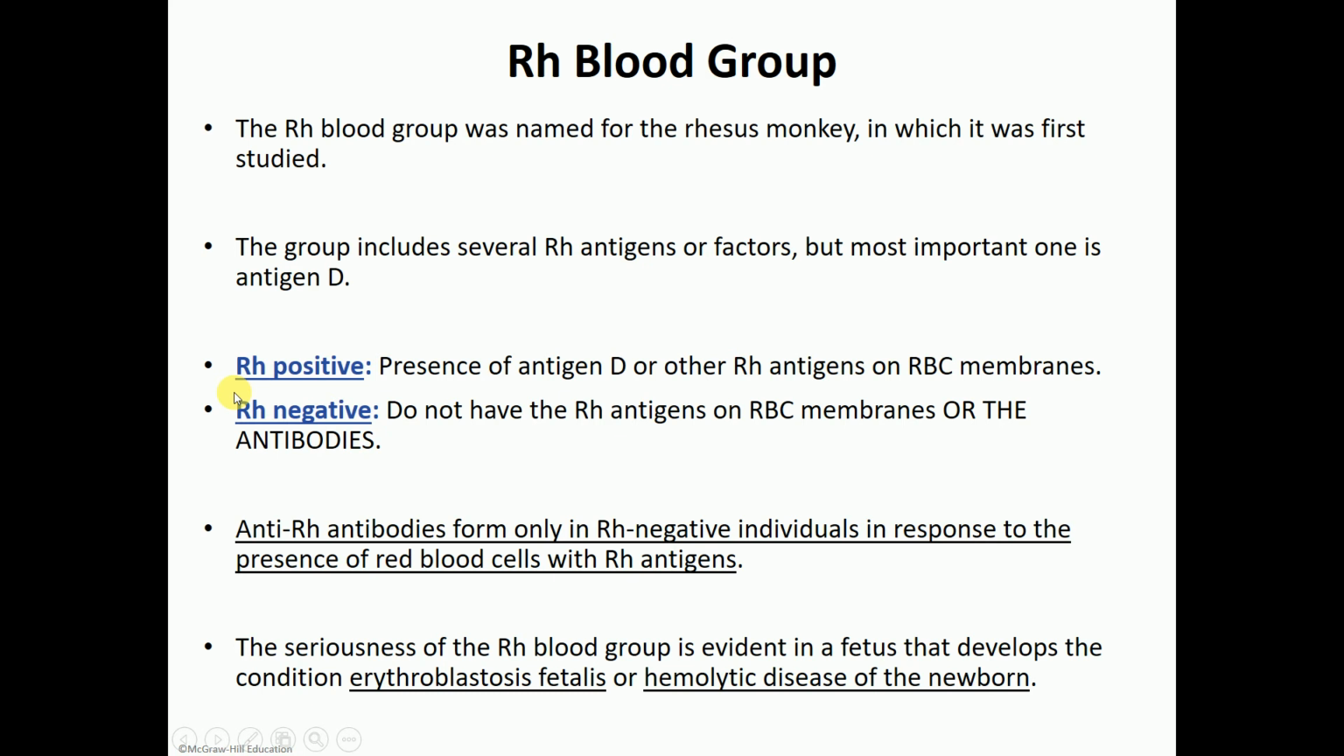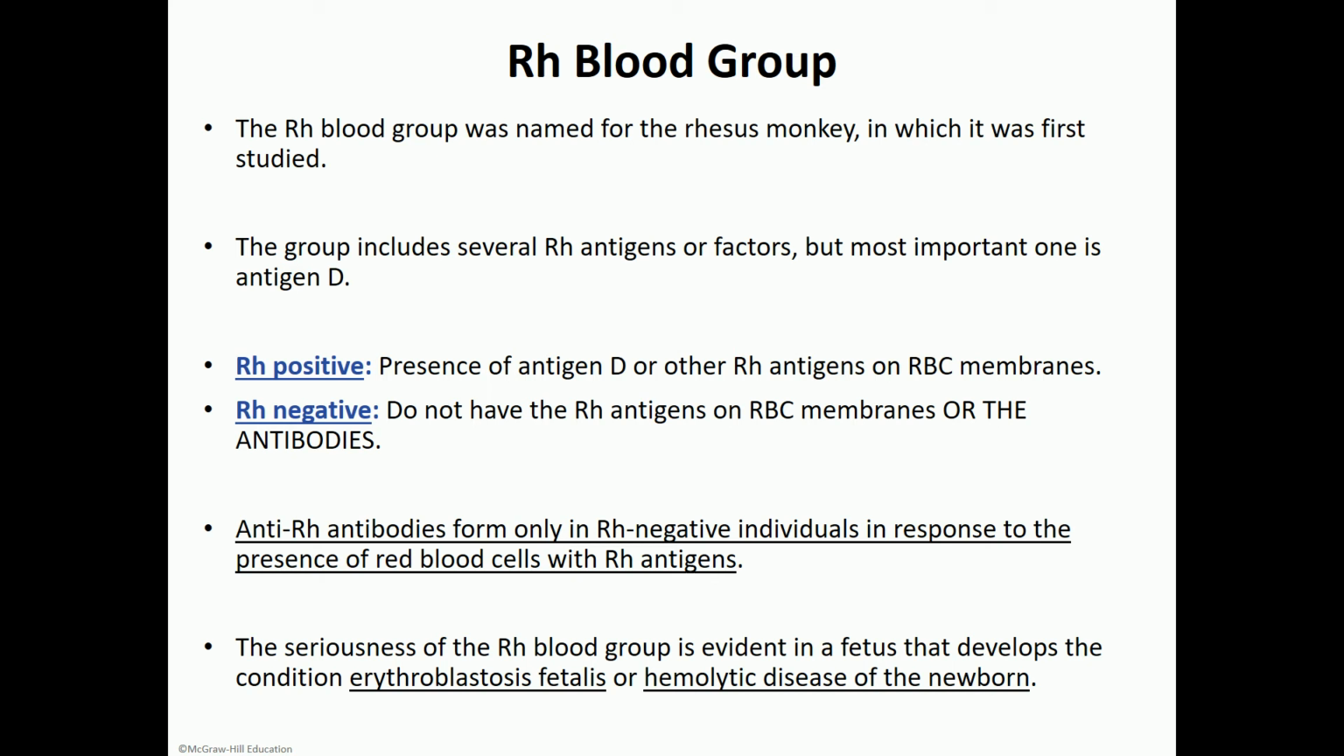If somebody has that antigen, they are considered to be Rh positive, which means they do have the antigen D. If they do not have it, they are considered Rh negative, so they do not have the Rh antigen on the red blood cell membrane, but they also do not have the antibodies. Okay, and I put that all in caps because it's not like the AB antigens, where if you don't have the antigen, you would have the antibody. This is very different. If a person is Rh negative, they don't have the antigen, and they also don't have the antibody.